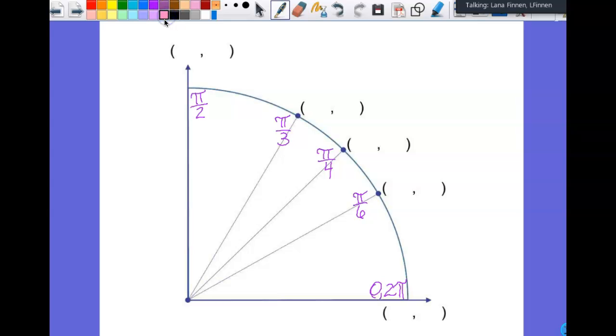So let's look at some ordered pairs. If I start here at 0, what is the ordered pair for this point? Is it 0, 1 or 1, 0? 1, 0, because you have your x value. So that means that here at pi halves, this is 0, 1.